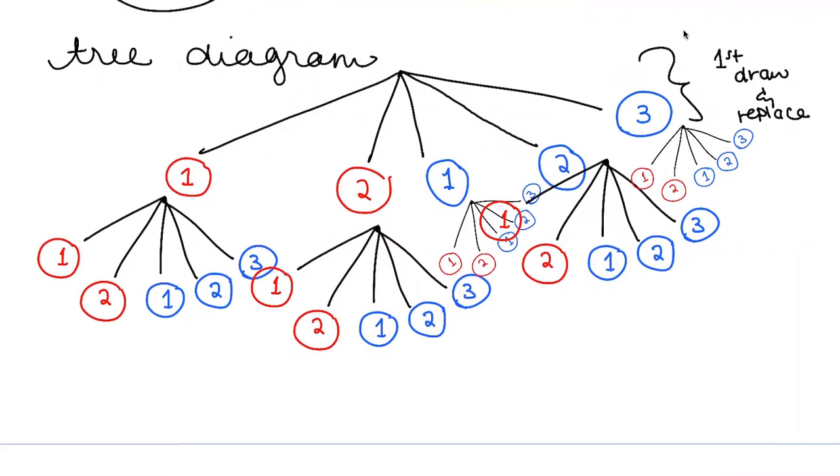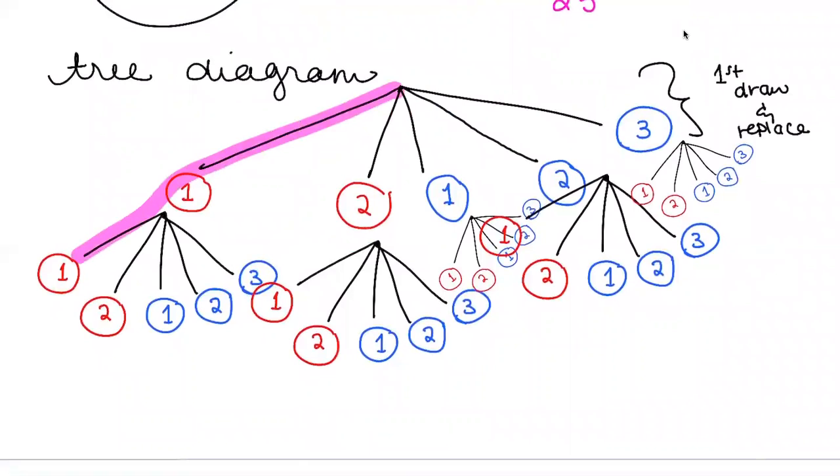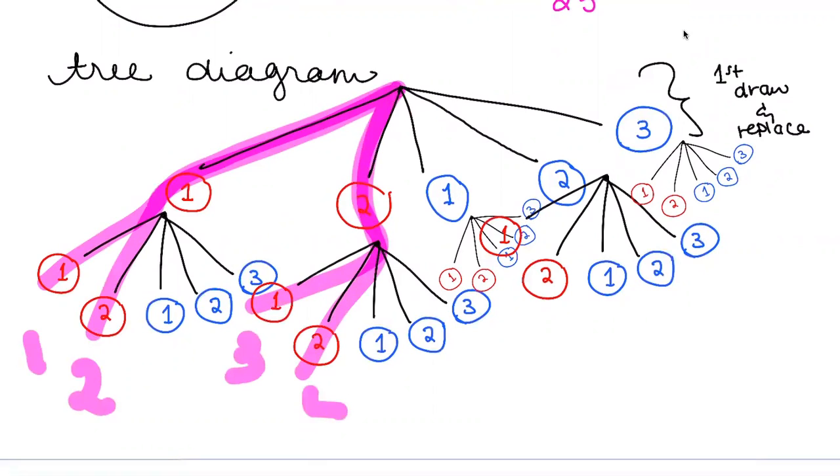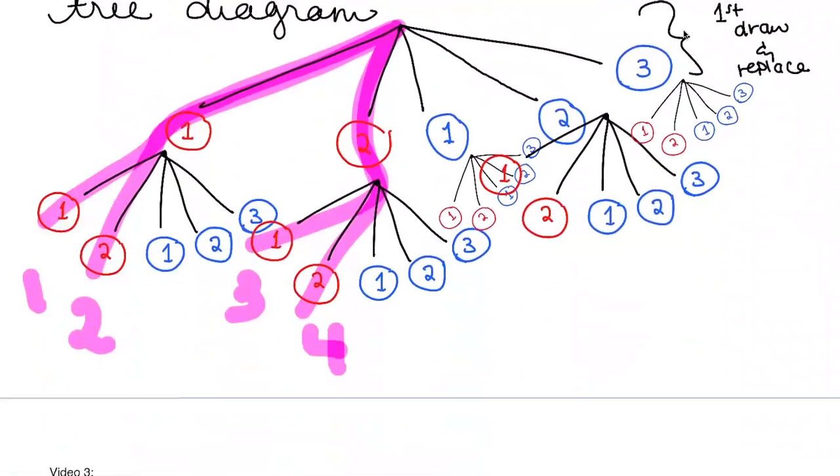So if I'm trying to find, like we were a moment ago, 2 reds, I just go through and find the branches where I end up with red, red, and count up what I've highlighted. I got four before, and then I know there's 25 total possible outcomes because there's one, two, three, four, five on that branch, six, seven, eight, nine, 10 total so far. 11, 12, 13, 14, 15, 16, 17, 18, 19, 20, 21, 22, 23, 24, 25.